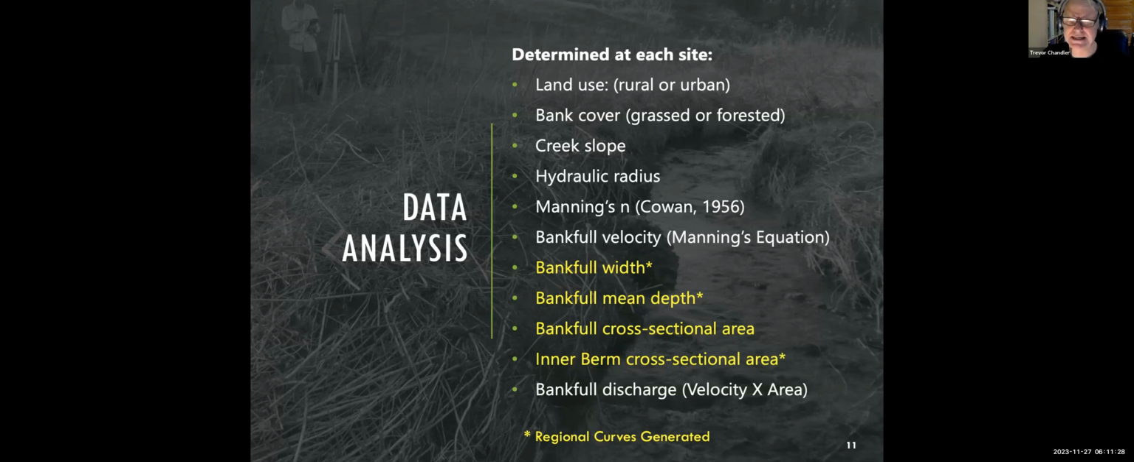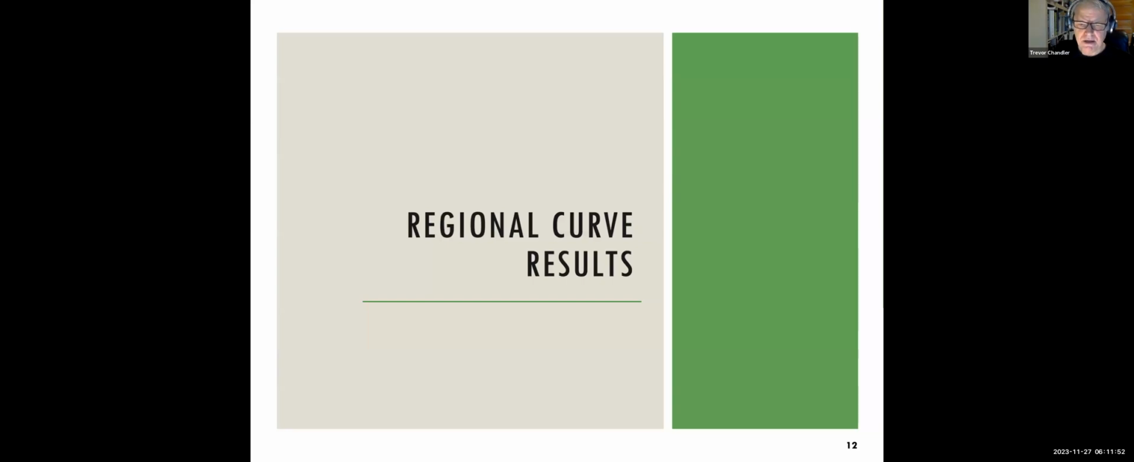Once we had all that together, we had measurements of bankfull width, bankfull mean depth, cross-sectional area, and the inner berm cross-sectional area. And those items there that are in yellow, those are the four key measurements that were measured in the field, to which regional curves were generated. Okay, so here's what some of the results were.